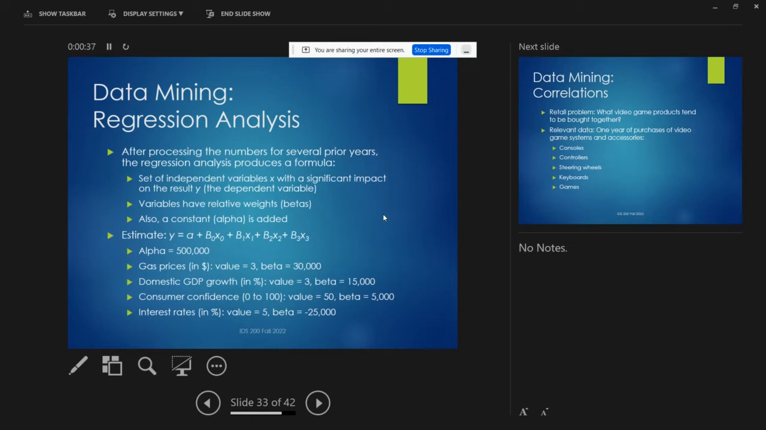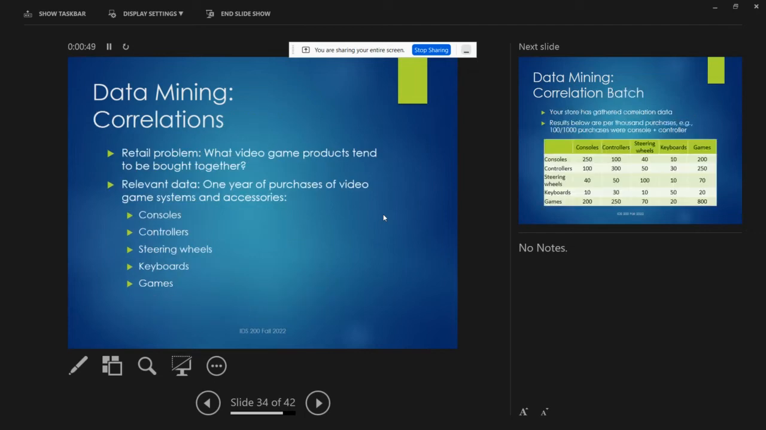That's fine. But what you should know about regression analysis is that you do a bunch of number crunching, you come up with an equation, you plug values into the equation, and that's how you do your prediction of what the future is going to be. It's a kind of data mining.